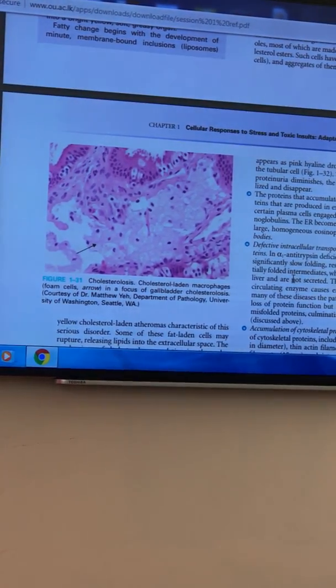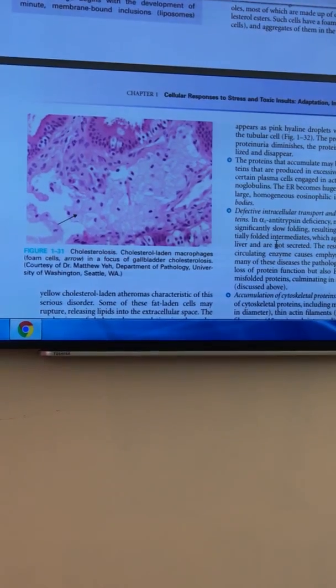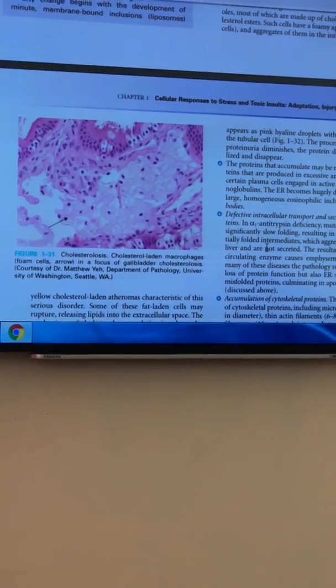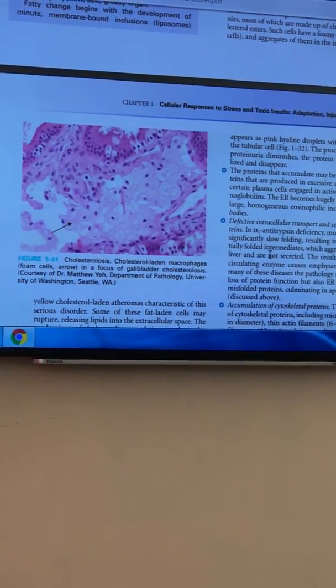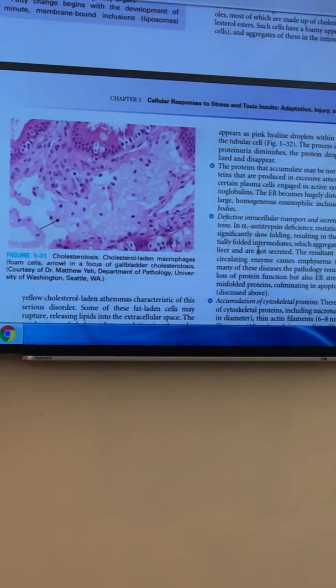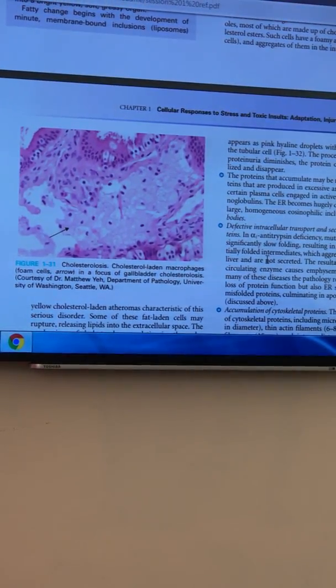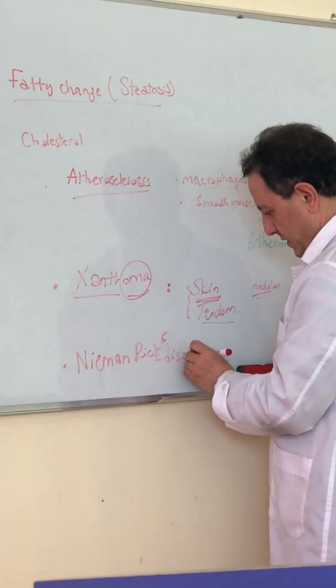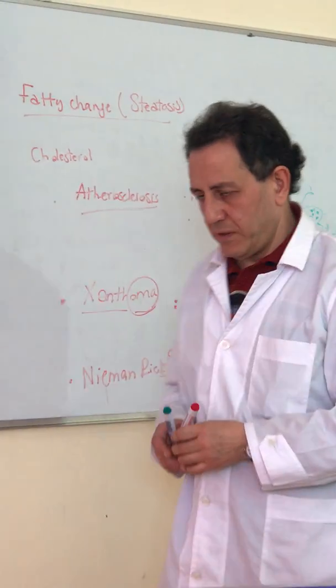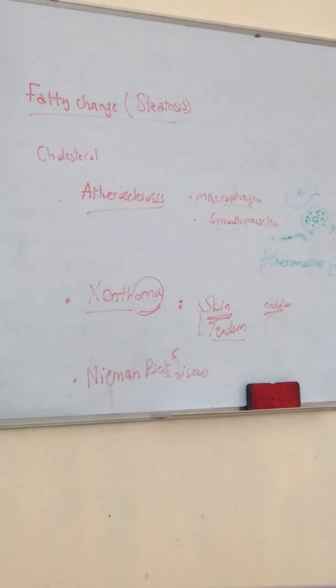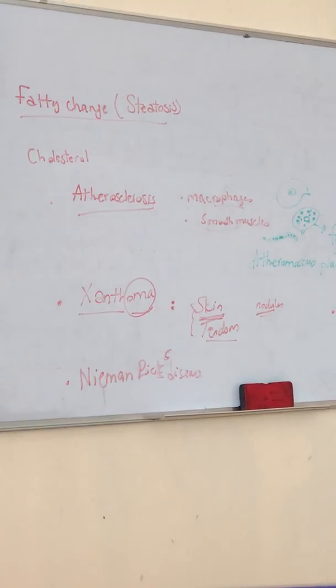Another example of a cholesterol accumulation is a storage disease called Niemann-Pick disease, type C disease. There is cholesterol accumulation in this disease.